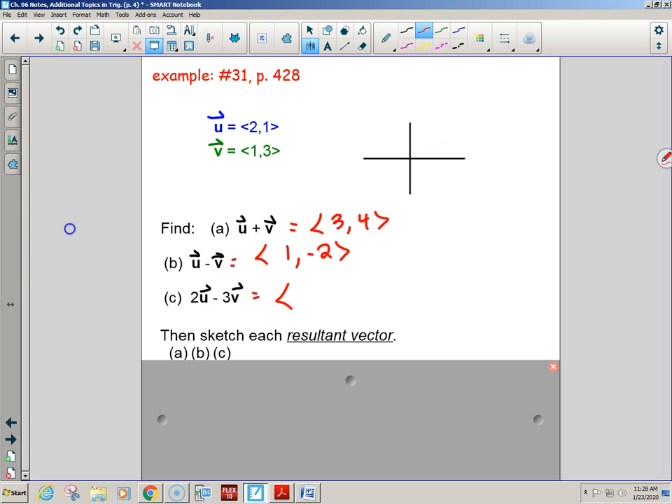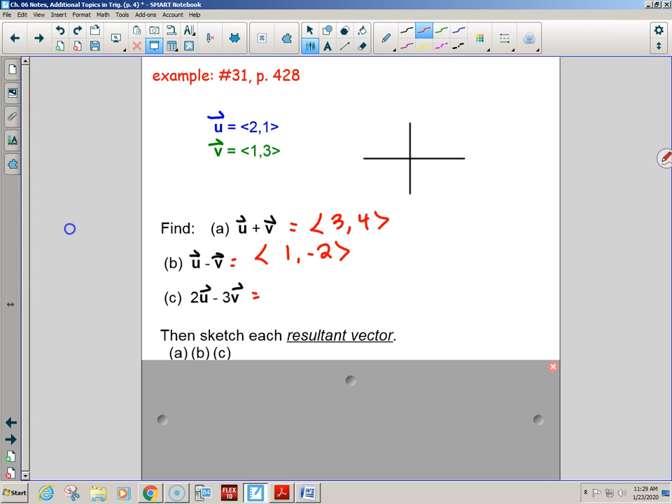Right? I'm adding the a's, I'm adding the b's. I'm subtracting the a's, I'm subtracting the b's. I'm just doing the math. See it? But now I have to do 2u minus 3v, which is going to be, okay, maybe I should do a little bit of work. 2 times, wait, I can do this in my head, I think.